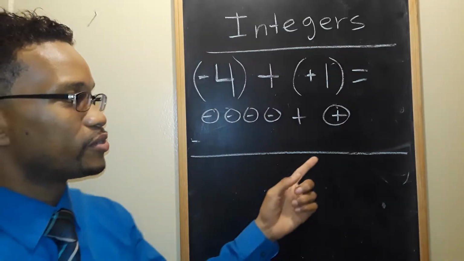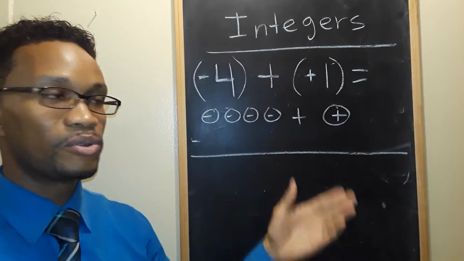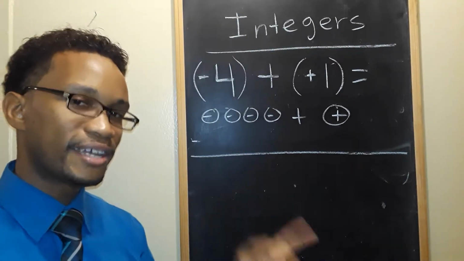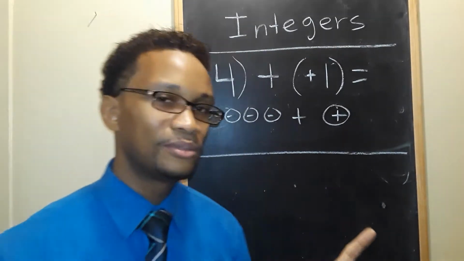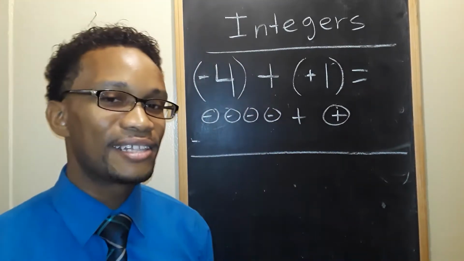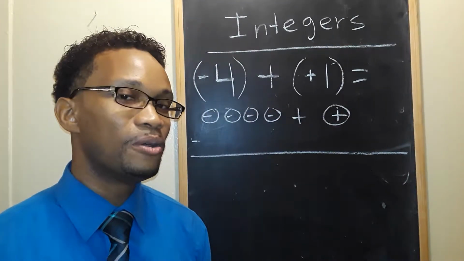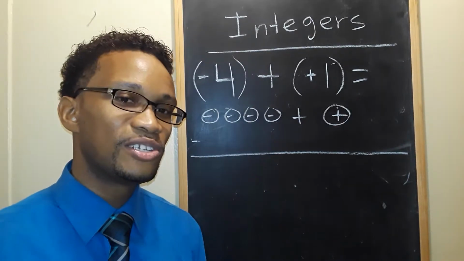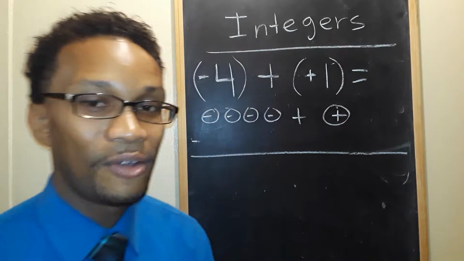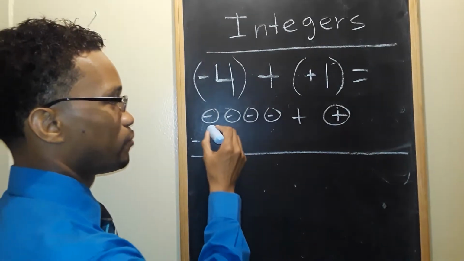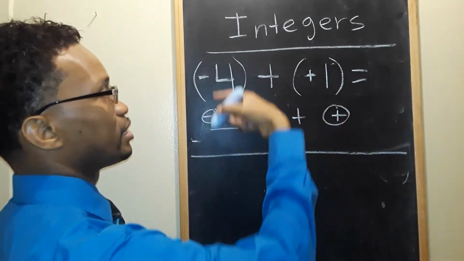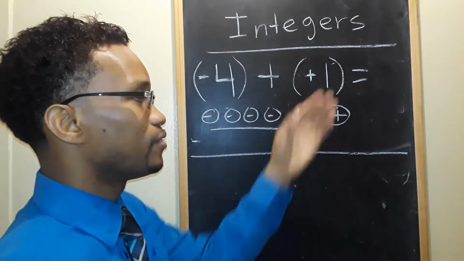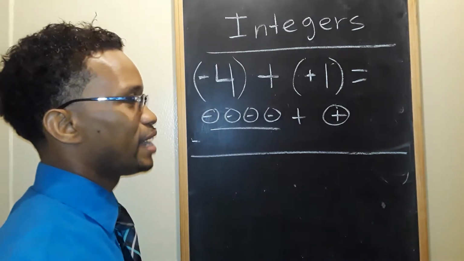Now, the answer from last time, when both were positive, was a positive 5. When they were both negative, it was a negative 5. But now that they have 2 different signs, will the answer be the same? No, it won't be. Because the 2 different signs change the game. Let's see how and why. Since we have 4 negatives here, representing negative 4, adding it to 1 positive, we have to zero pair them.